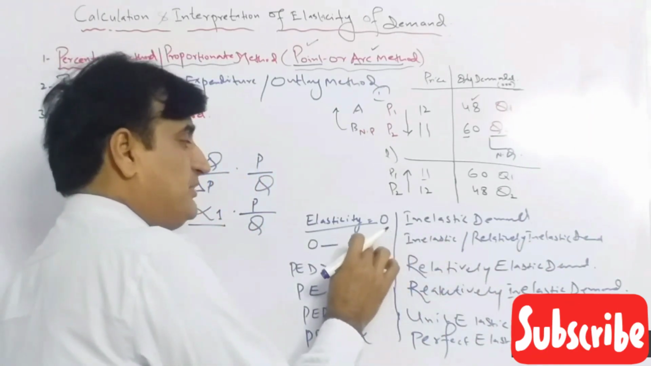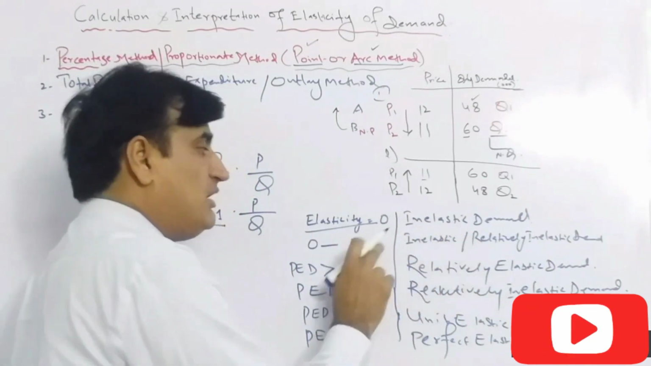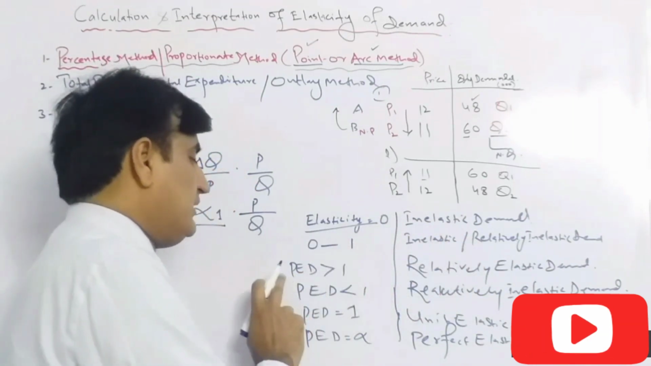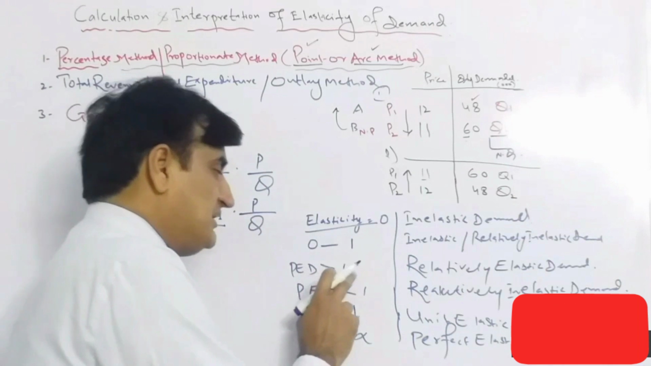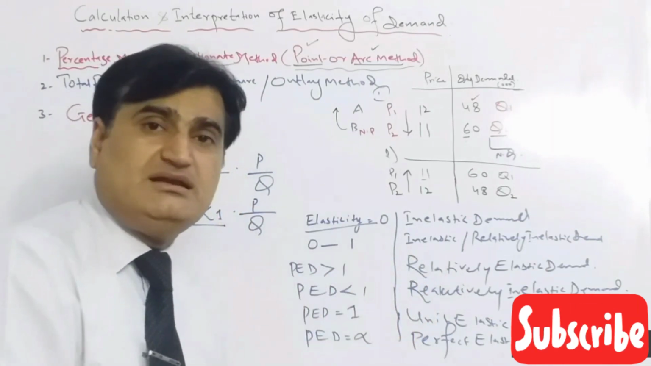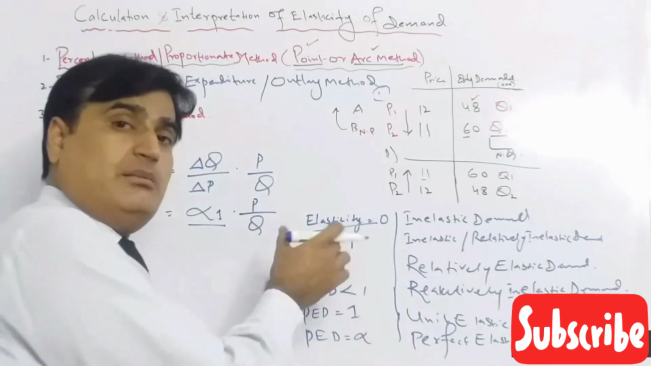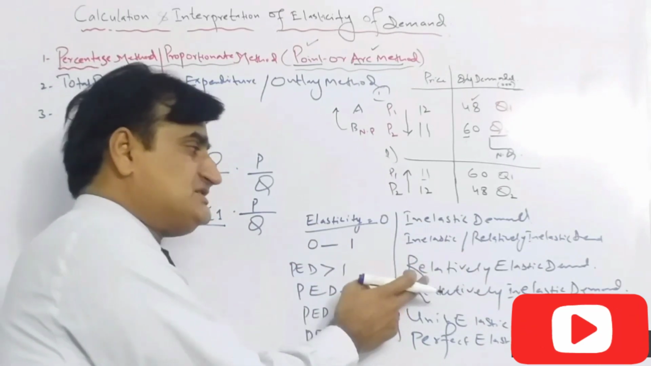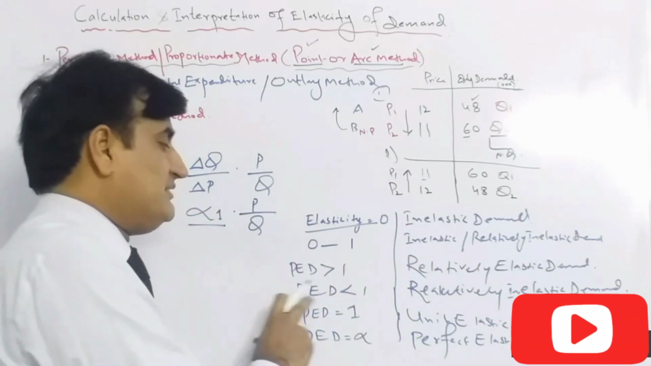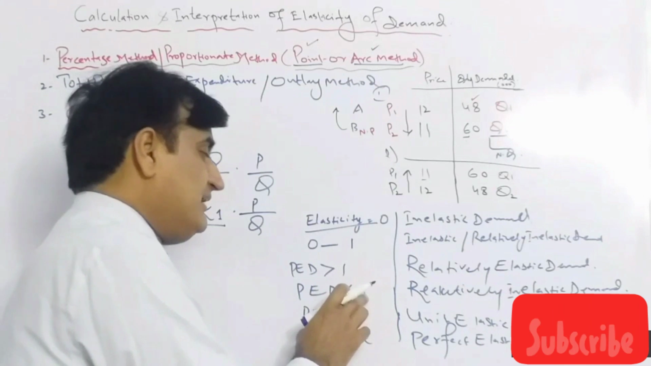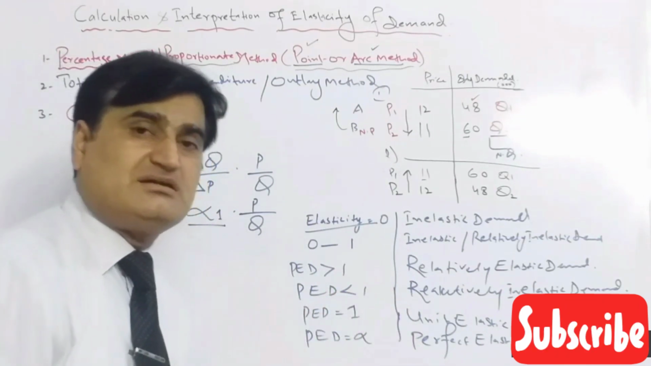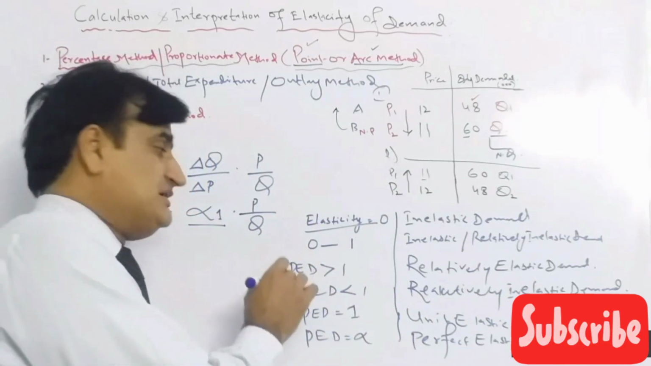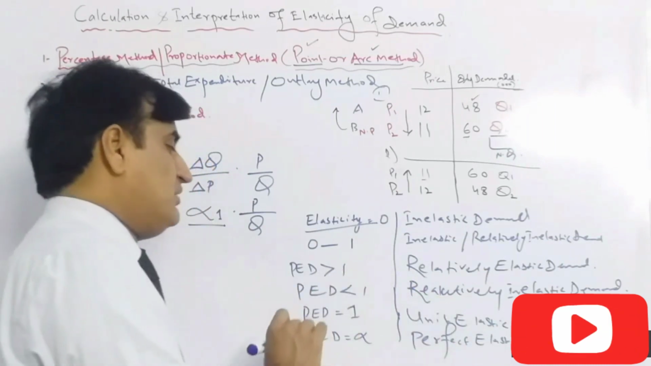because the major change in price brings a minor change in quantity demanded or no change in quantity demanded. When the price elasticity of demand is greater than 1, it means it's a relatively elastic demand, because the minor change in price brings major change in quantity demanded. When price elasticity of demand is less than 1, it means relatively inelastic demand, because the major change in price brings minor change in quantity demanded.